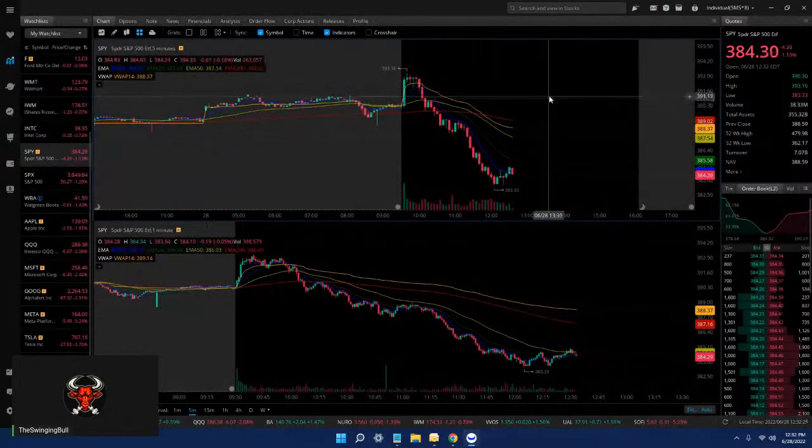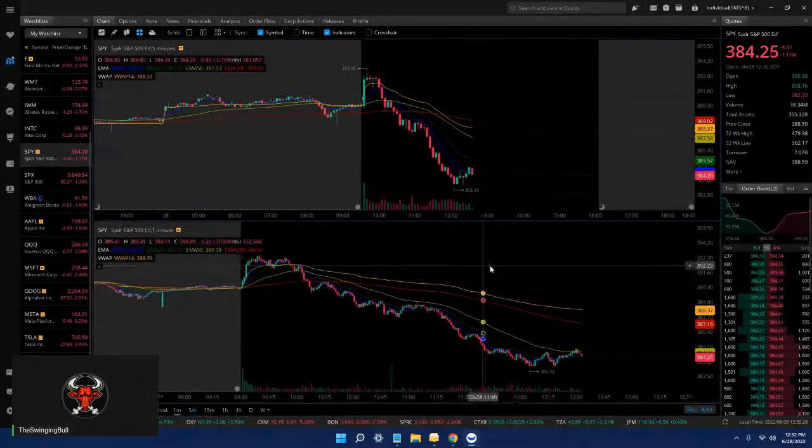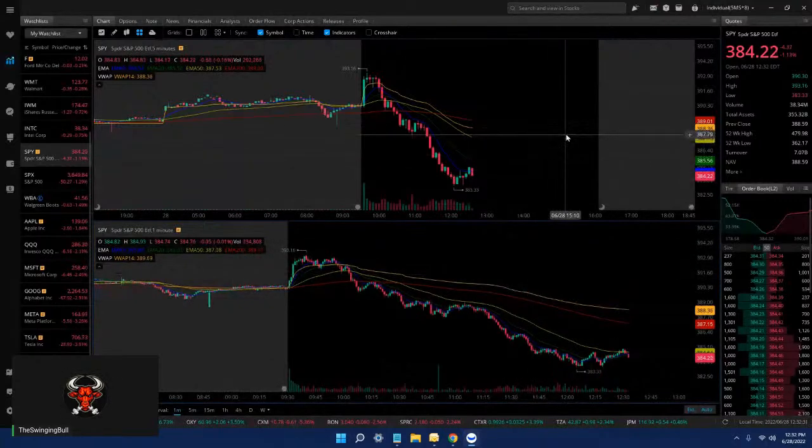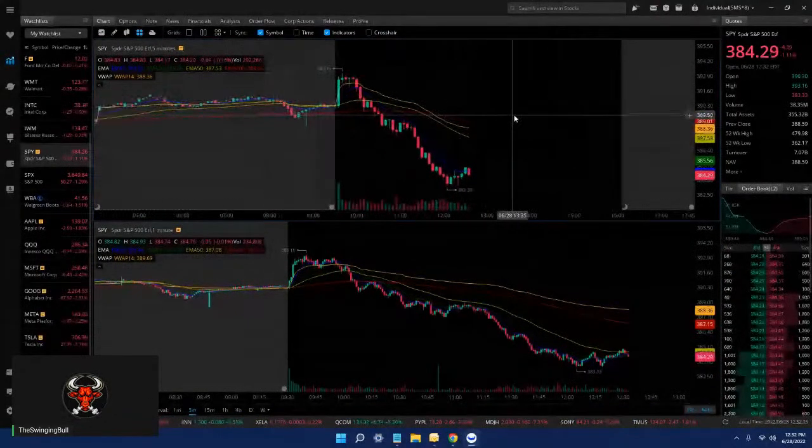If you're looking at my screen here, I got the 5-minute chart on the top. I got the 1-minute chart on the bottom. If you're using Webull, this is a pretty good chart setup here.